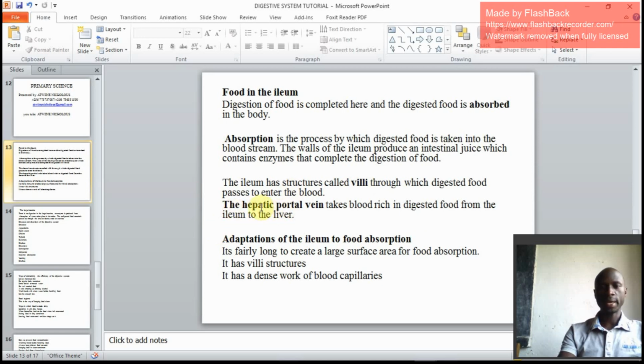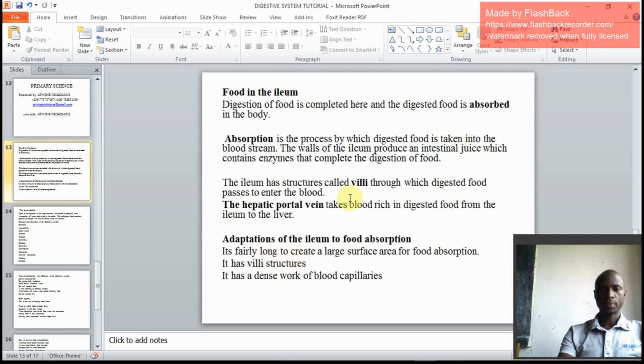Then the hepatic portal vein. Sometimes they ask for the blood vessel that carries digested food from the ileum to the liver. It is the hepatic portal vein. And why does food go to the liver? Remember, the main role of the liver is to change poisonous, harmful substances into harmless substances; it is a detoxicating agent. So the hepatic portal vein carries digested food to the liver.